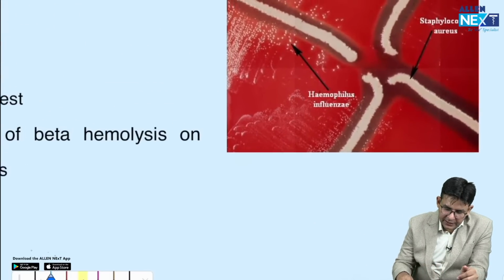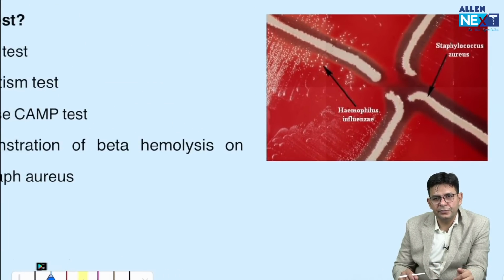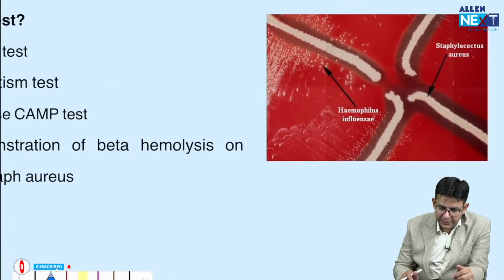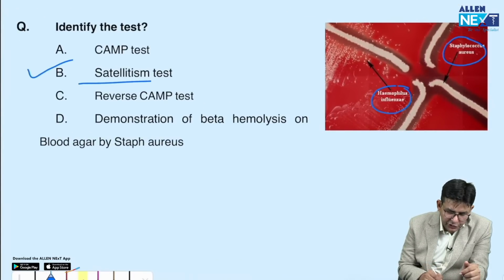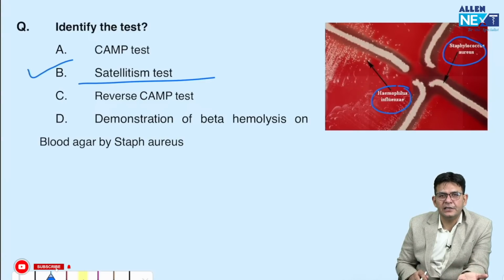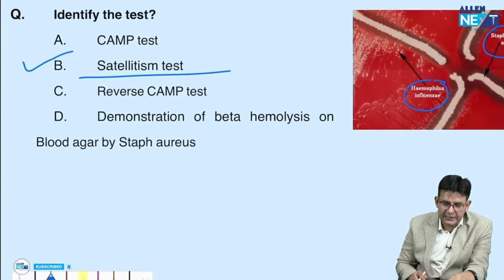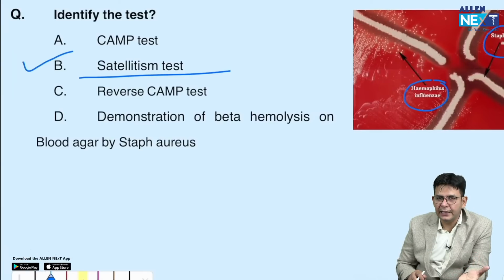Now coming to another important question which can definitely be asked in the exam. As written, Haemophilus influenzae colonies are there and Staph aureus is streaked. If these two names come, immediately what should come to your mind is satellitism. This was again asked in NEET PG. Satellitism is shown by which bacteria? The answer is Haemophilus influenzae in the presence of Staph aureus.